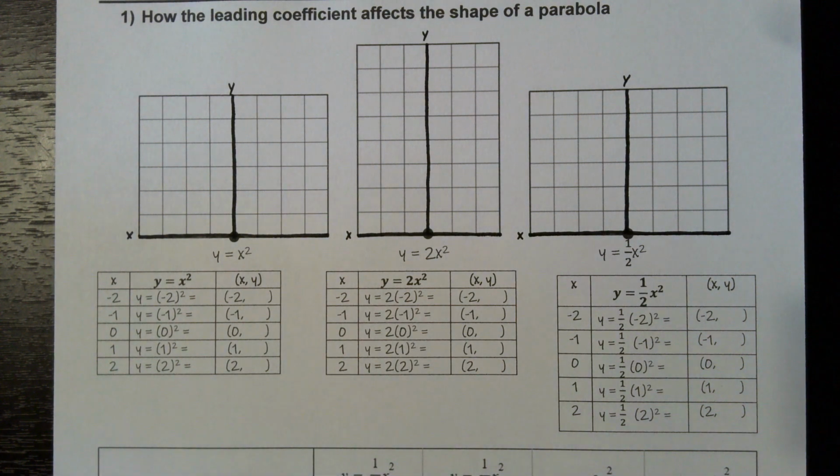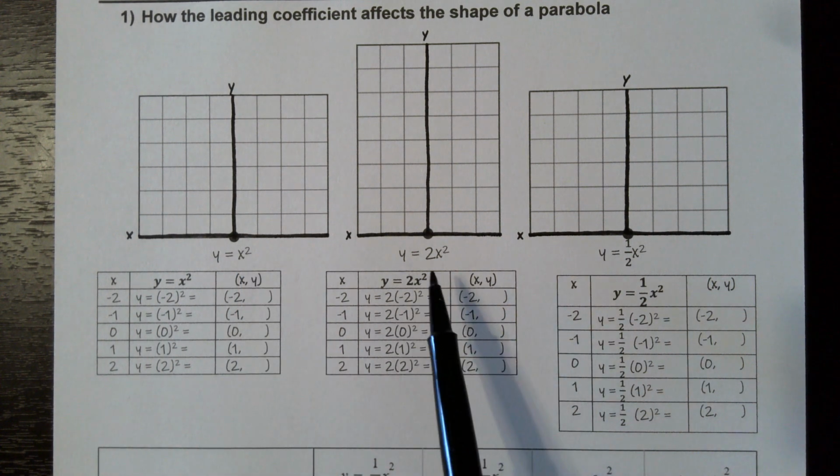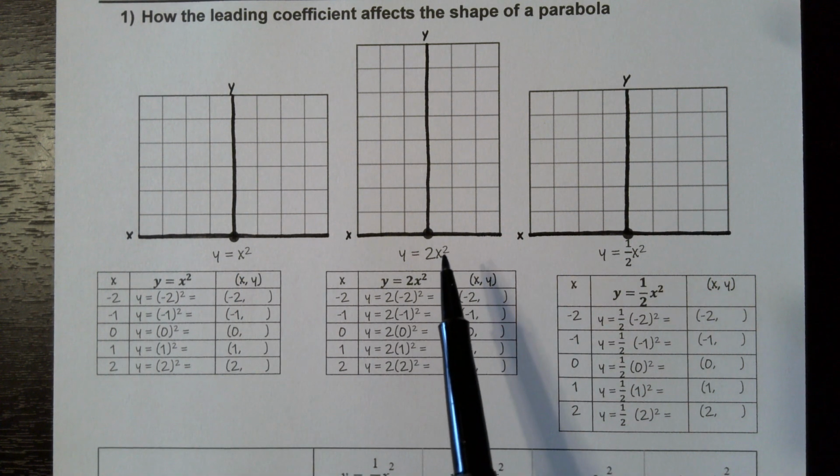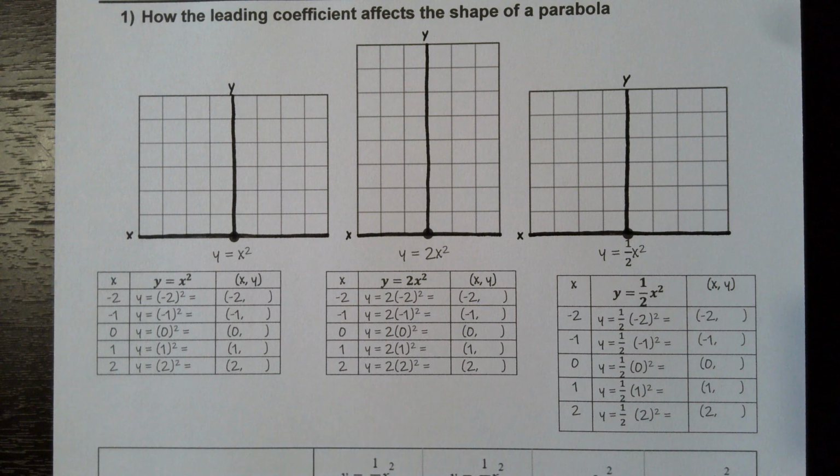In this video, we're going to be looking at how the leading coefficient affects the shape of a parabola. So we've got three parabolas here. We've got y is equal to x squared. That's the parent function of a parabola. Then we've got one that has a 2 out front. We'll see what that does to the parabola. And then one that has a 1/2 out front. And we'll see what that does to the parabola.